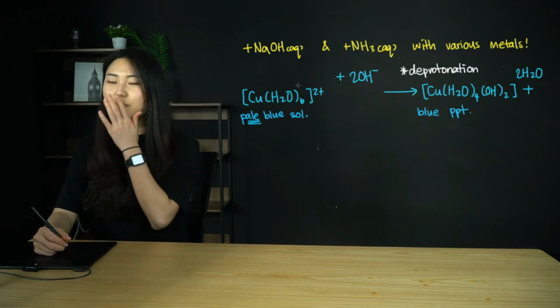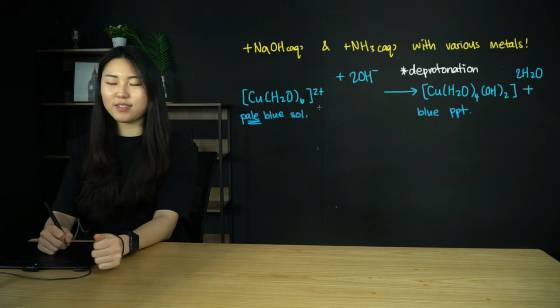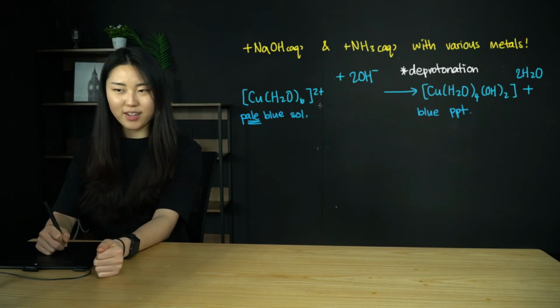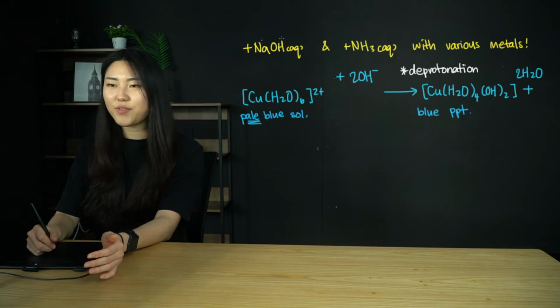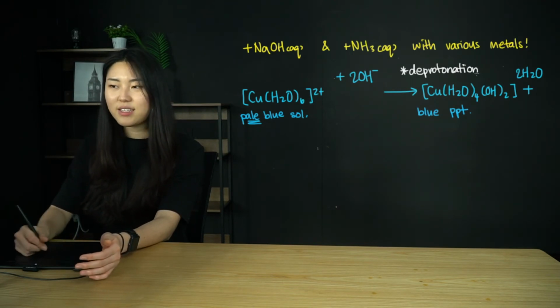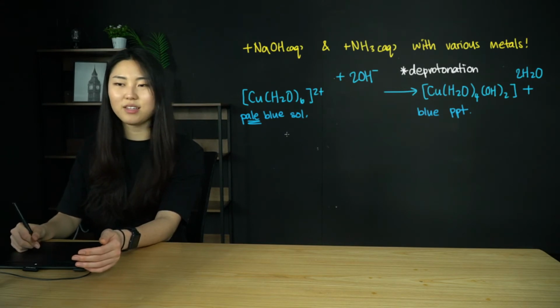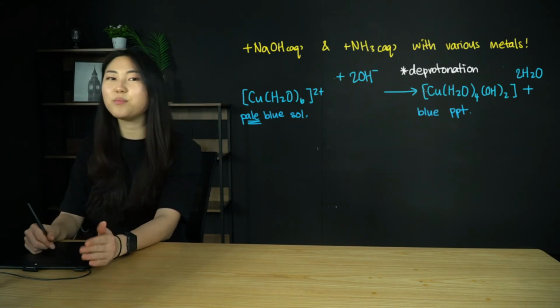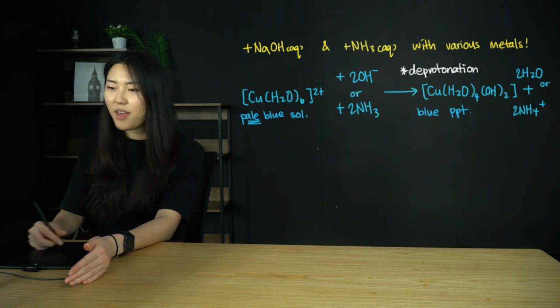Over here, now we're going to look at copper. Copper 2 plus aqueous ions: the solution is actually pale blue, okay? And if we add sodium hydroxide, deprotonation occurs and we get a blue precipitate, okay? So a pale blue solution, and then a blue precipitate when we get this formula, okay?